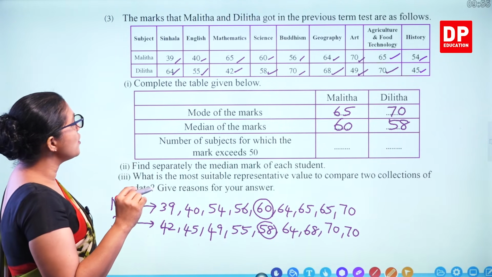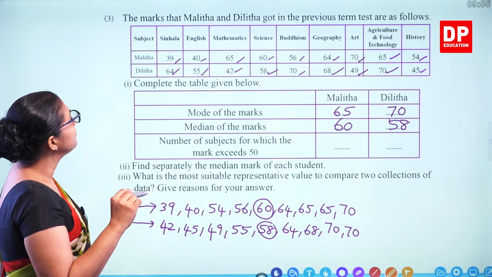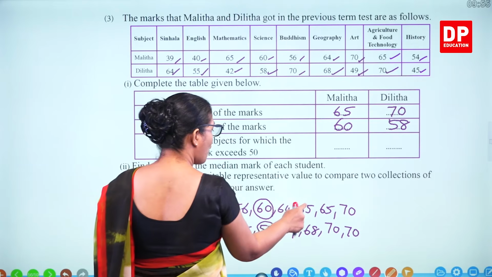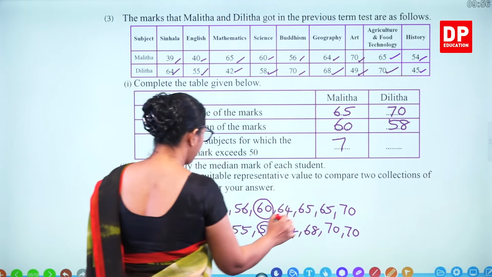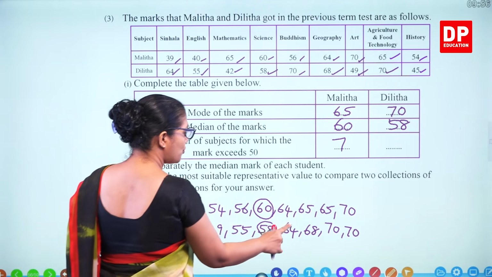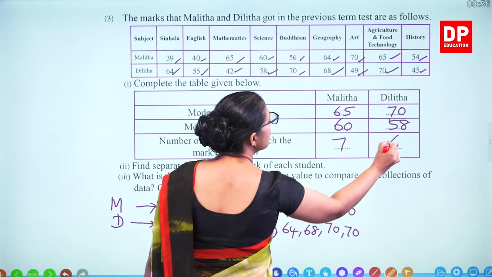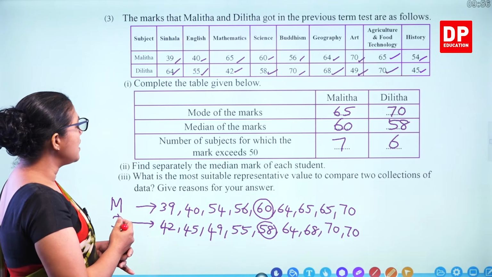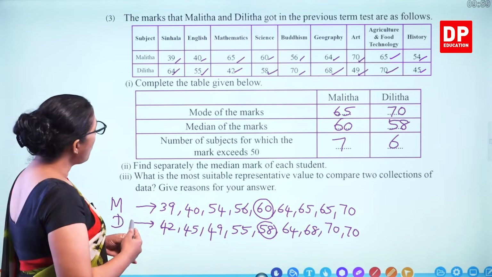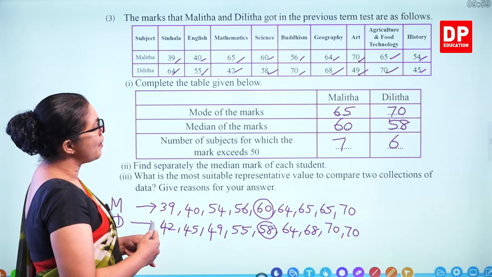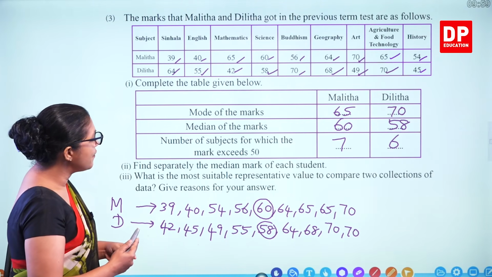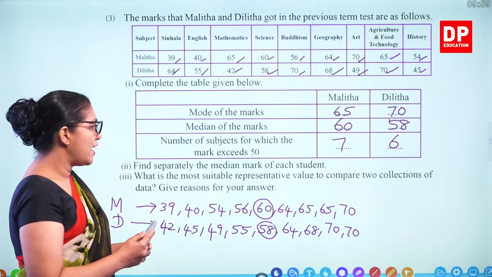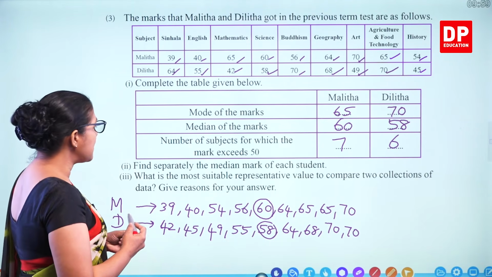Number of subjects for which the mark exceeds 50. Exceeds 50 means 1, 2, 3, 4, 5, 6, 7. Here exceeds 50: 1, 2, 3, 4, 5, 6. Find separately the median mark of each student. Median we found. What is the most suitable representative value to compare two collections of data? Give reasons for your answer. So we need to find out the mean value. That's the most representative value.